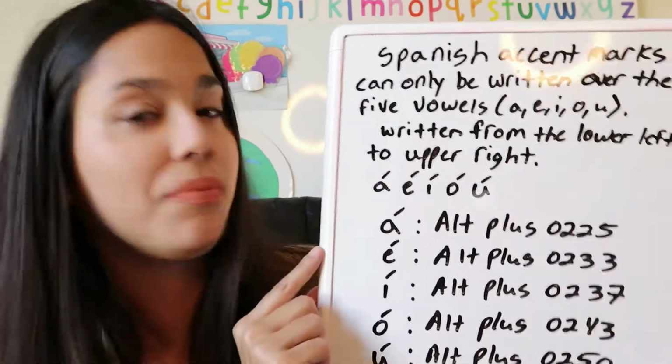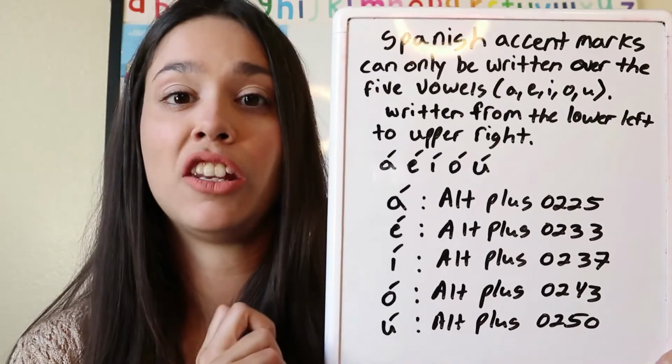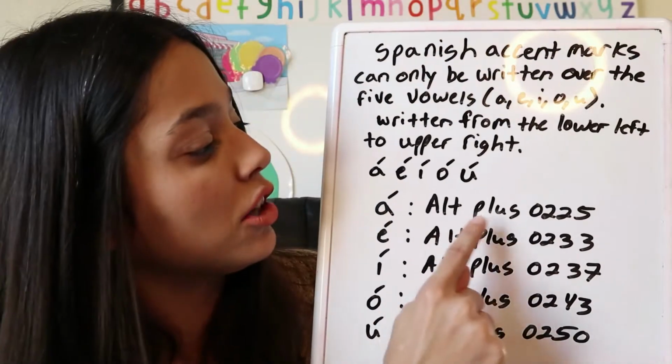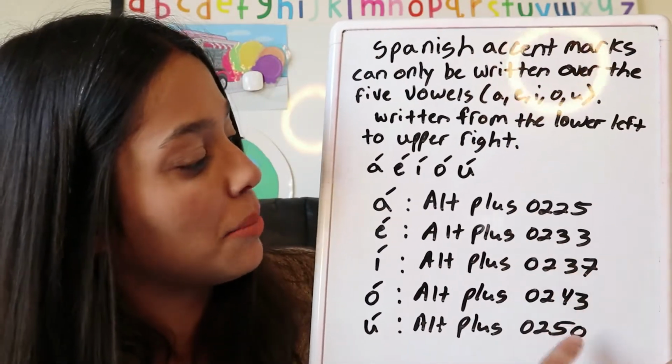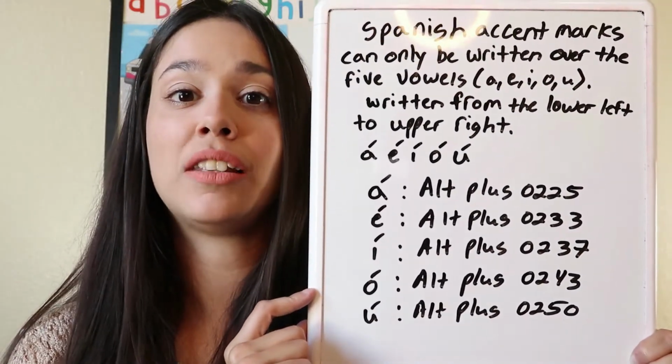Now, if you do need to type these vowels on a keyboard, there is a way to do it. You would simply hit alternate plus each of these numbers for each of these vowels. Feel free to pause this video to jot this down. Let's go ahead and go over some rules.